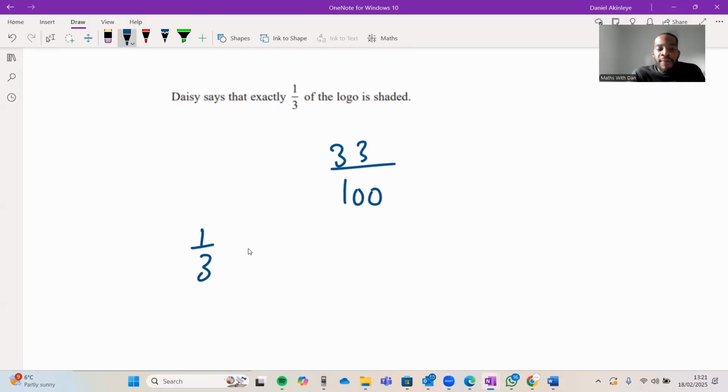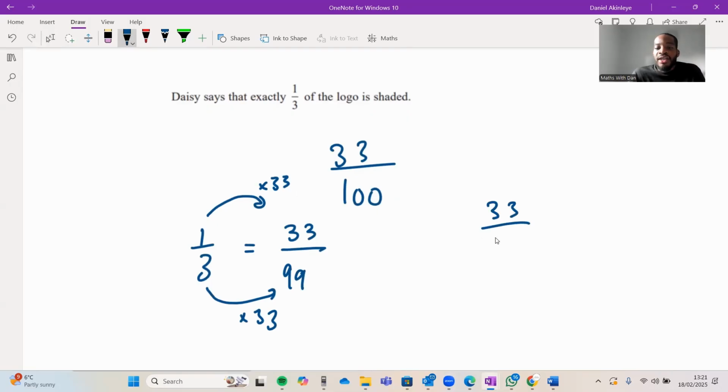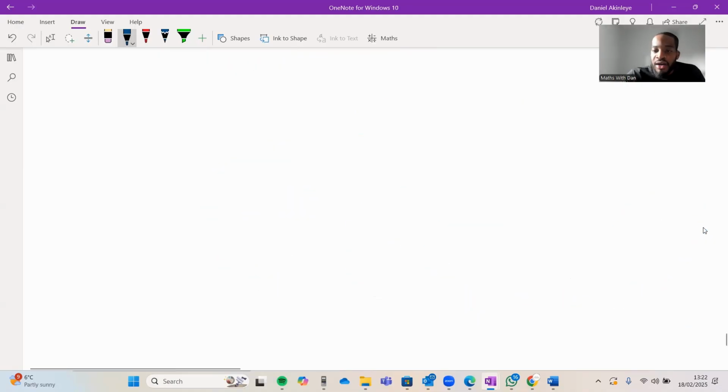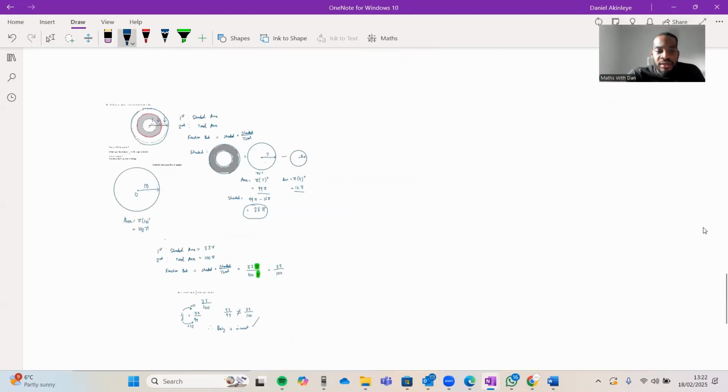So one third, I've got a 33 there. So let's times this by 33. That's going to be 33. And then that times by 33 is 99. So what we're actually comparing is 33 out of 99 with 33 out of 100. These are clearly not the same because the denominators aren't the same. So therefore, Daisy is incorrect. And that would be our answer for that one. And that would give you the 4 marks. Does that make sense, guys?